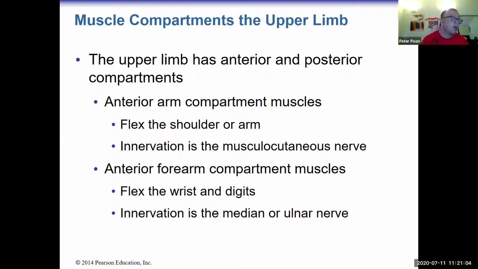The upper limb has anterior compartments and posterior compartments. The anterior arm controls the shoulder. Anterior arm muscles flex the shoulder or arm, and the innervation is the musculocutaneous. The anterior forearm muscles flex the wrist and digits.